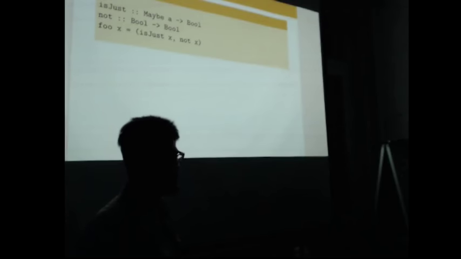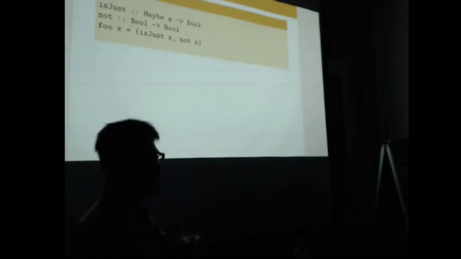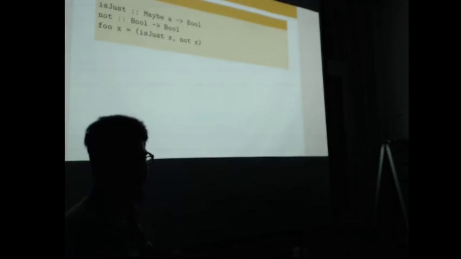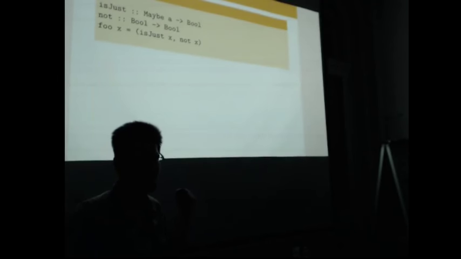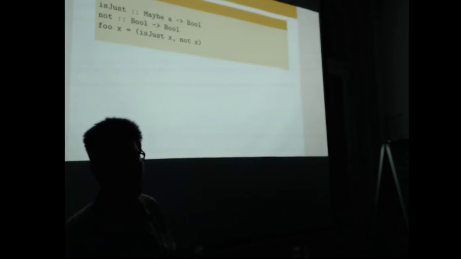So here's an example which shows why this is a problem. So let's look at this example, right? Suppose I have isJust in scope with type Maybe A to Bool, and I have not in scope with type Bool to Bool, and I say that foo of x is a pair constructor applied on isJust x and not x. So what is the type of foo, or what do I get if I try to type check foo? Any guesses? Like what do you guys think the type of foo is or should be?